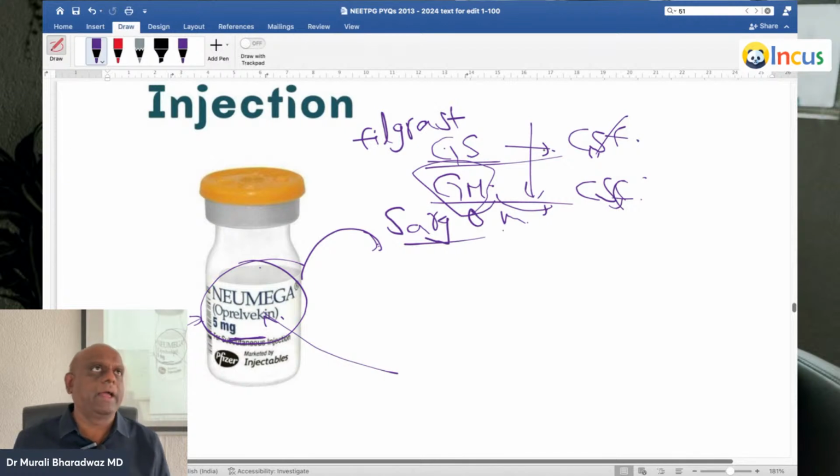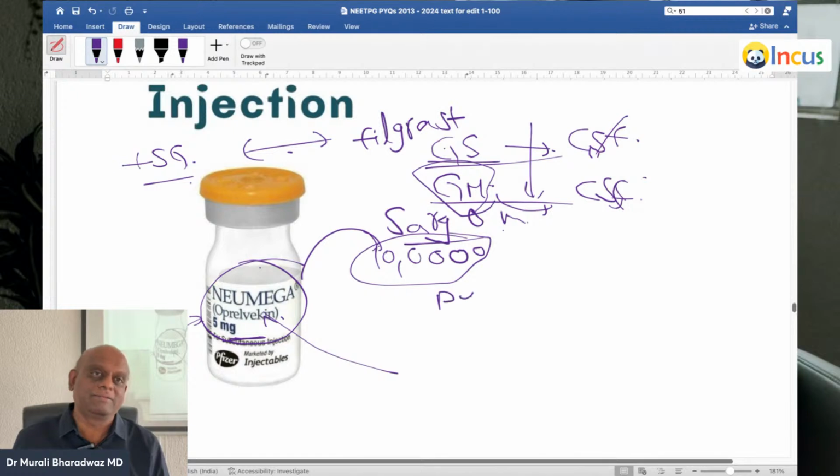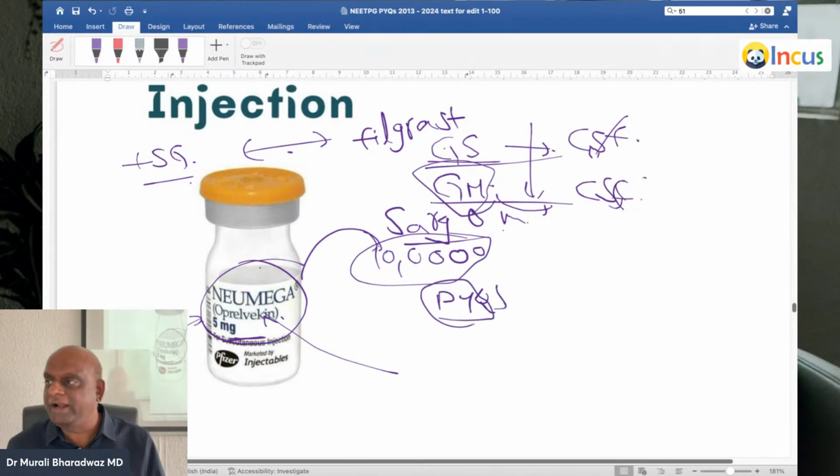So every Monday and Sunday, we have a full-scale grand test and discussion. And the remaining days, we will have 10,000 PYQs revised. So that is the plan. If we stick to this rule, automatically you will get the top rank.